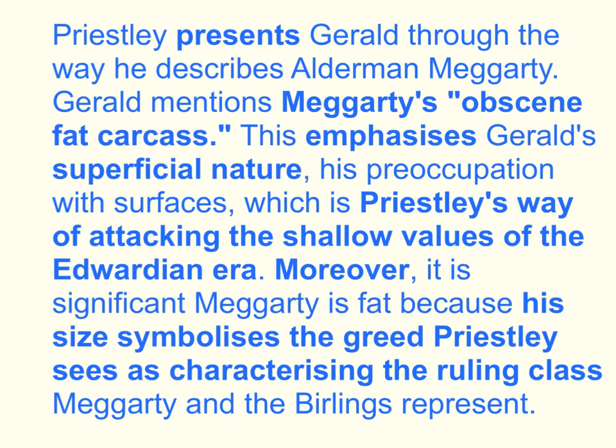Priestley presents Gerald through the way he describes Alderman Meggerty. Gerald mentions Meggerty's obscene fat carcass. This emphasises Gerald's superficial nature, his preoccupation with surfaces, which is Priestley's way of attacking the shallow values of the Edwardian era. Moreover, it is significant Meggerty's fat because his size symbolises the greed Priestley sees as characterising the ruling class Meggerty and the Birlings represent.